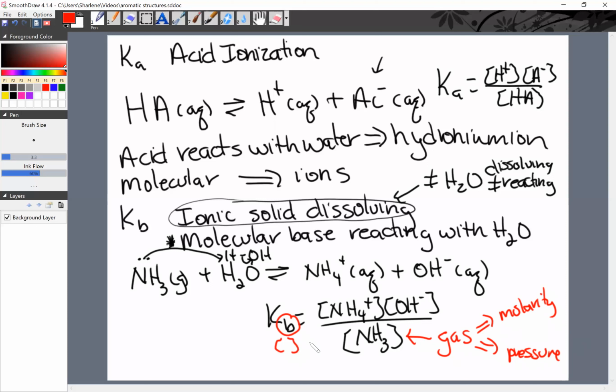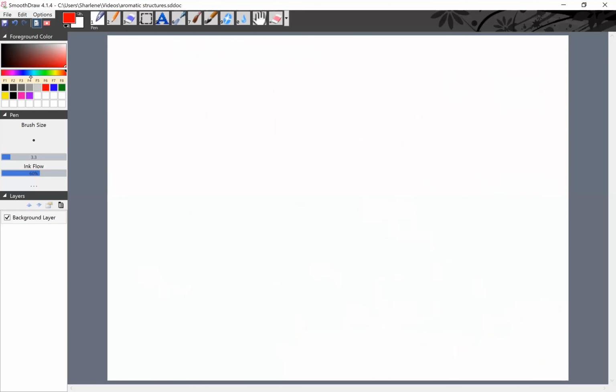So if you're looking at your reference sheet, I'm talking about the orange sheets. And on one side, there's a whole bunch of Kas at 25 degrees. And then there's just a few Kfs that we're not going to use for a while. And then on the back side of that, there's a whole bunch of the next variation, which is KSP. And KSP is a solid dissolving in water.